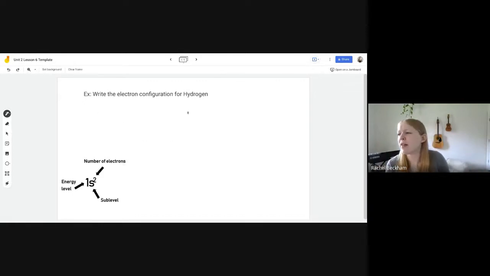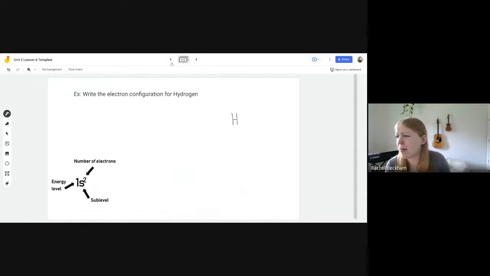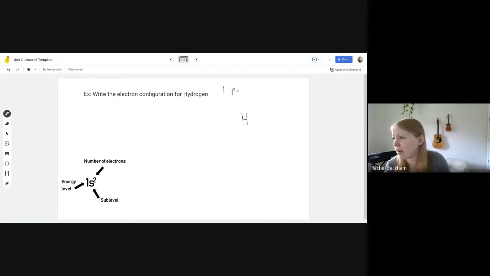So let's try to write the electron configuration for hydrogen, which is H, okay? First of all, let's find H right here. H is atomic number 1, right? So that means that H has 1 proton, which means that H basically has 1 electron, assuming that it's neutral, because if it's neutral, positives and negatives cancel out. So we'll have 1 proton, 1 electron. And if I want to write its configuration, I need to list the energy level, the sublevel, and then the number of electrons that are in that sublevel.